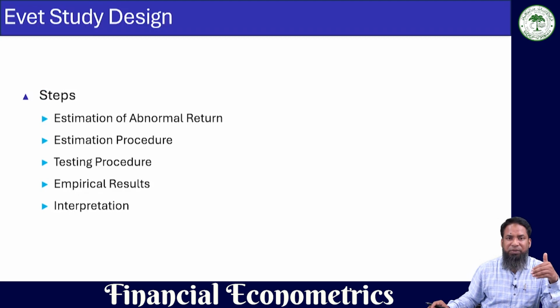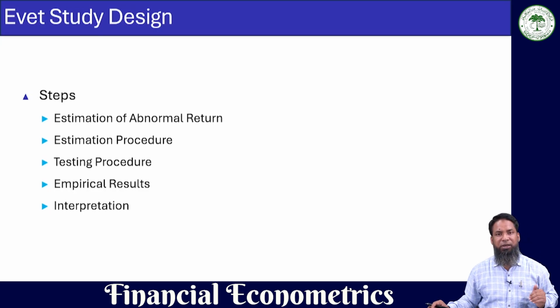Now, what are the certain steps we follow in the event study? First, we have the identification of the events, then the selection of the sample of the firms, then the estimation of normal and abnormal return, deciding what estimation procedure we should follow, then the testing procedure, and finally getting the empirical results and interpreting those results. So these are the certain steps we can take to formulate an event study.